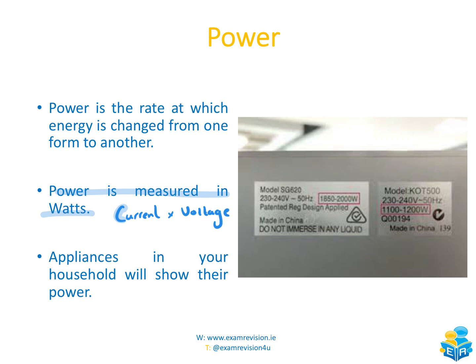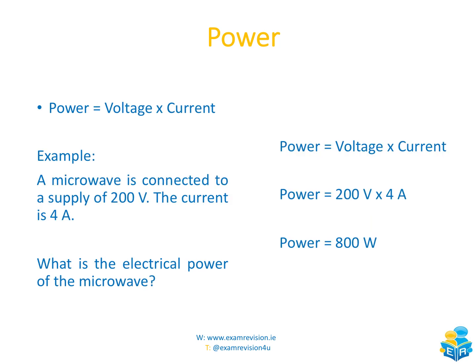Appliances in your household will show you their power. So we've already mentioned power is calculated by multiplying the voltage by the current. Here's a quick example here. A microwave is connected to a supply of 200 volts. The current is 4 amps. What is the electrical power of the microwave? So power, the formula we have for that is the voltage by the current. The voltage was 200 volts. The current was 4 amps. 200 multiplied by 4 is going to be 800. Don't forget your units there of W for watts, so 800 watts.